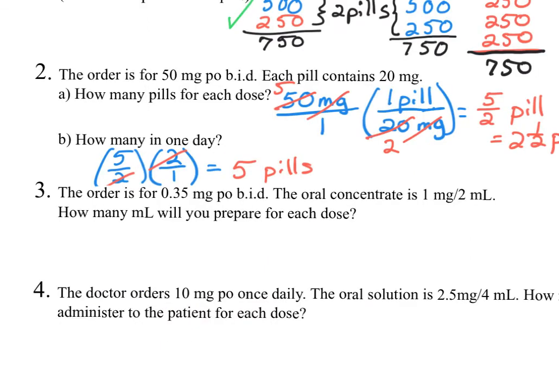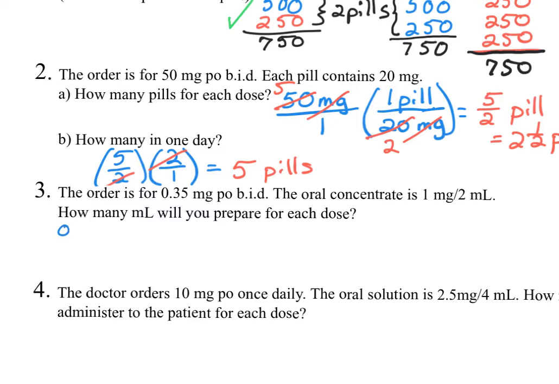Let's move on to problem 3. The order is for 0.35, or 35 hundredths, milligram of the medication by mouth twice a day. The oral concentrate is 1 milligram per 2 milliliters. How many milliliters will you prepare for each dose?